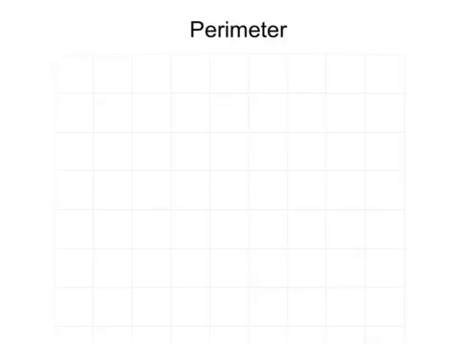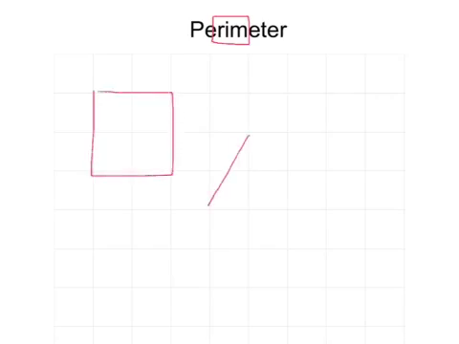Today I'm going to talk about perimeter. This is the outside of an area or space. Perimeter has the word rim in it, and I like to think of rim as the outside of an object or an area.